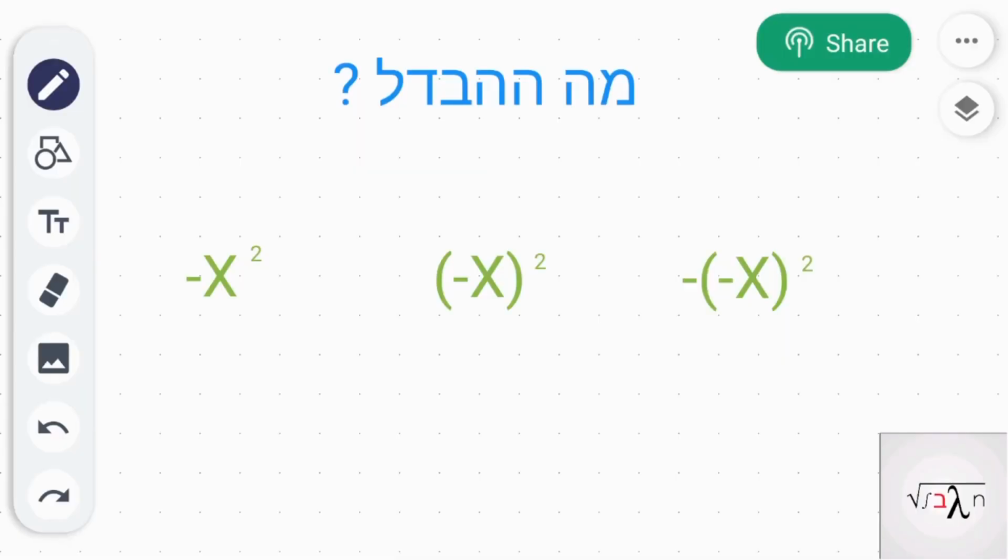Let's have a look. At first glance, it all looks the same. On the left we have minus x to the power of 2. In the middle, minus x to the power of 2. And on the right we have minus x to the power of 2. What is the difference? Before we uncover the difference, let's go over the principle of the exponent.